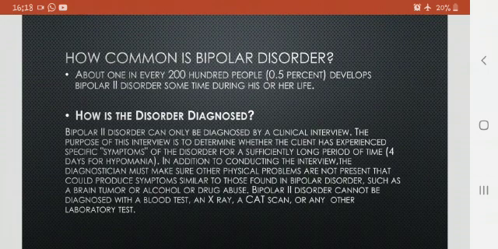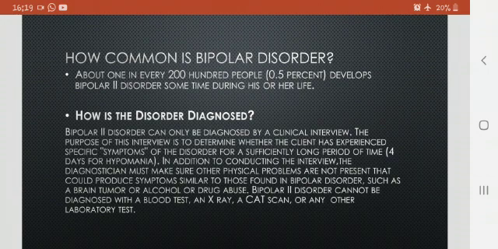So, how is this disorder diagnosed? Bipolar 2 disorder can only be diagnosed by a clinical interview. The purpose of this interview is to determine whether the client has experienced specific symptoms of the disorder for a sufficiently long period of time, which is about 4 days for hypomania.